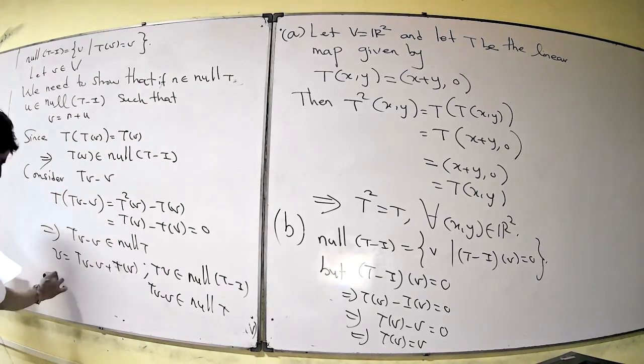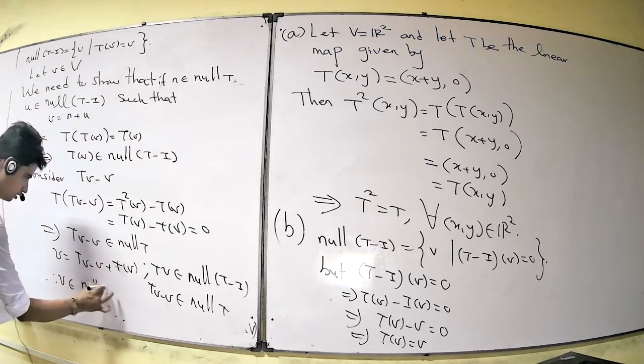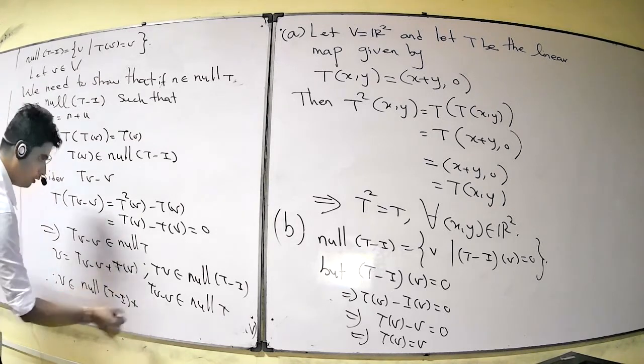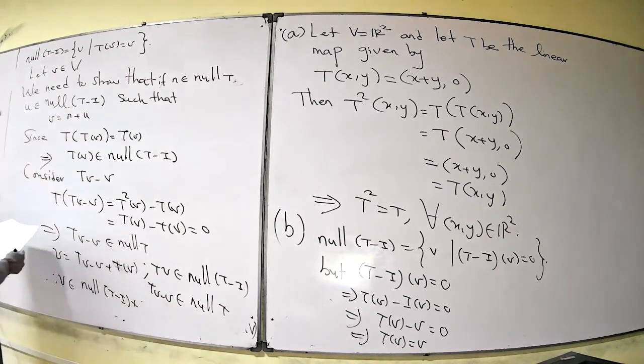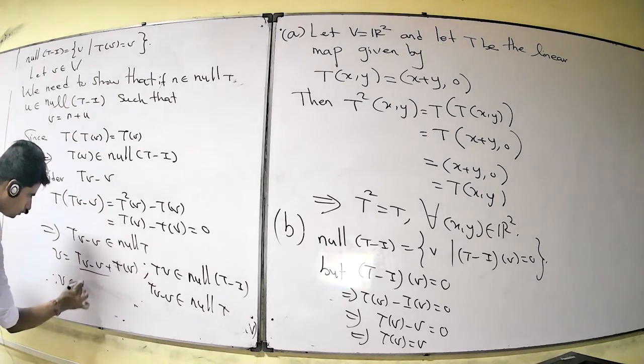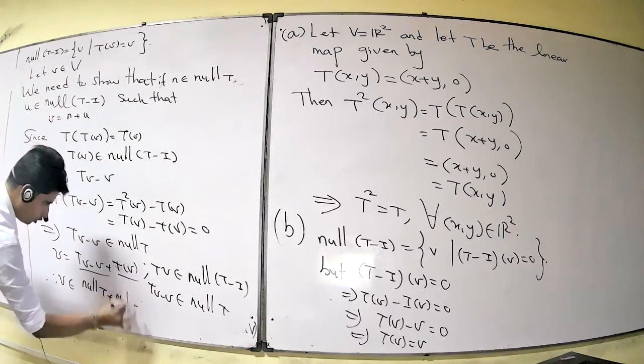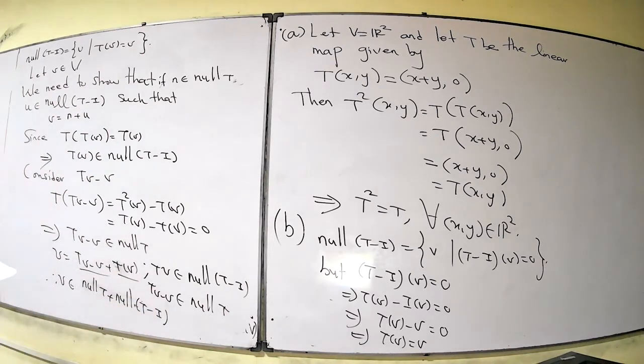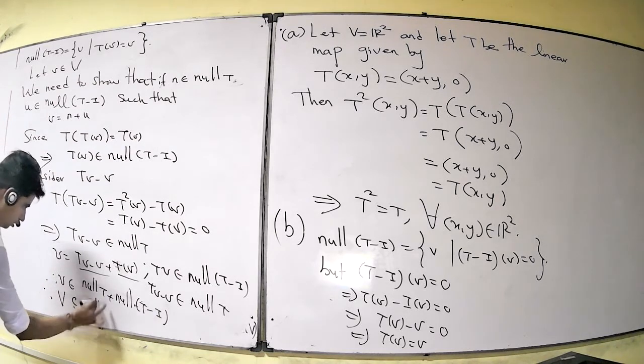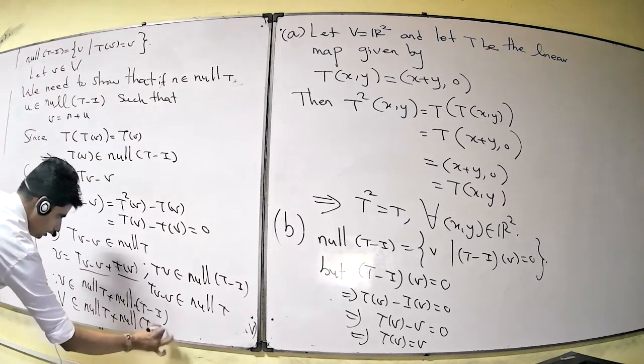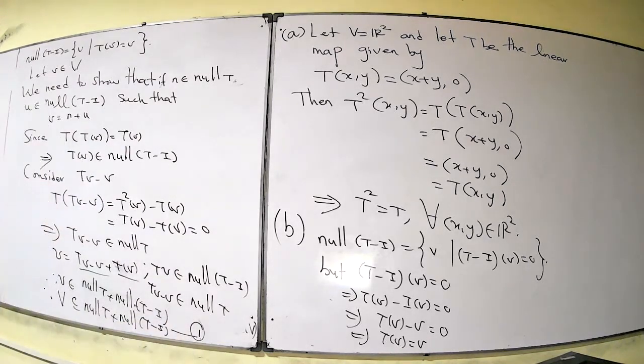Therefore, b belongs to capital B. You can write null of T minus I plus this: T b minus b belongs to null of T, and T b belongs to null of T minus I. Therefore, b belongs to null of T plus null of T minus I. So B is a subset of null of T plus null of T minus I. First one, right?